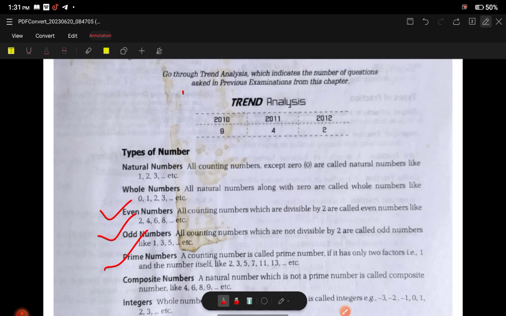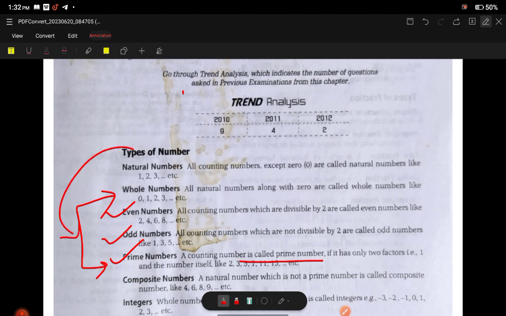Okay, here what definition is given? All counting numbers which are divisible by 2, and all counting numbers which are not divisible by 2, these are called even or odd numbers. Now coming to prime numbers. Prime numbers are what? So these all are the types of counting numbers, you can say the natural numbers. These are all subparts of natural numbers. Even, odd, prime, co-prime, one by one we will learn the basic concepts of number system today.